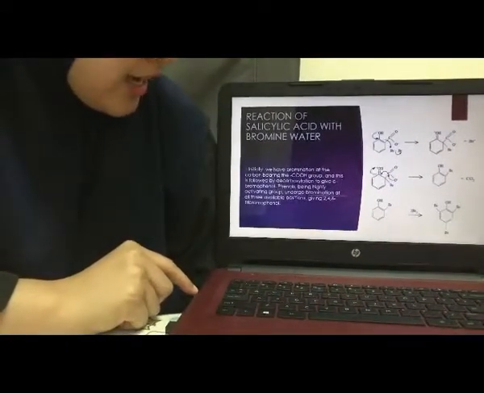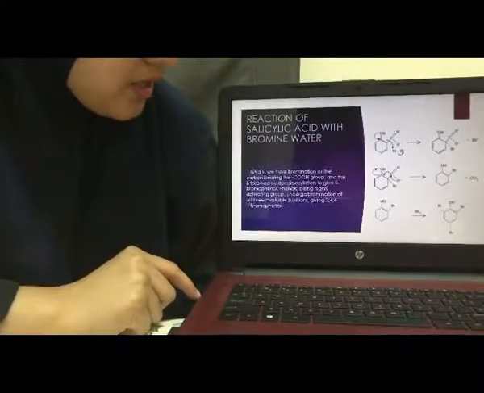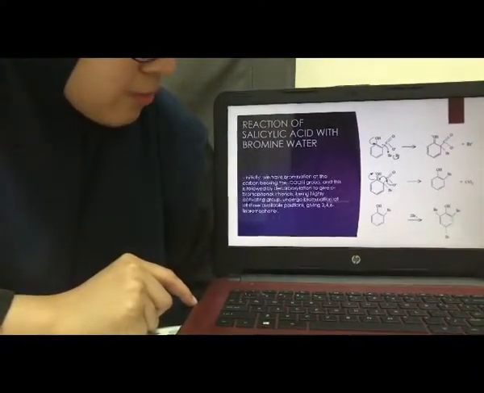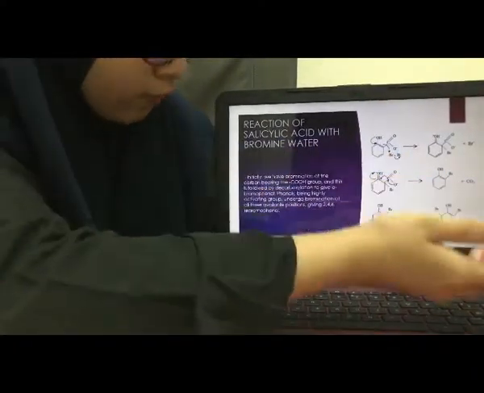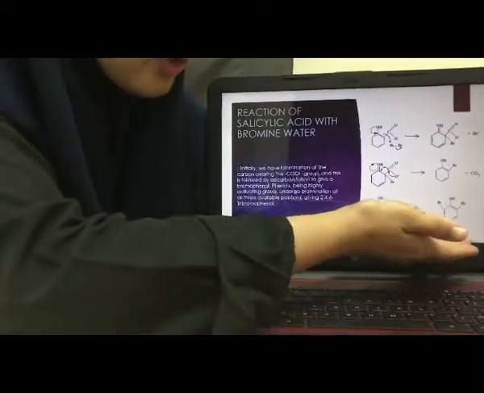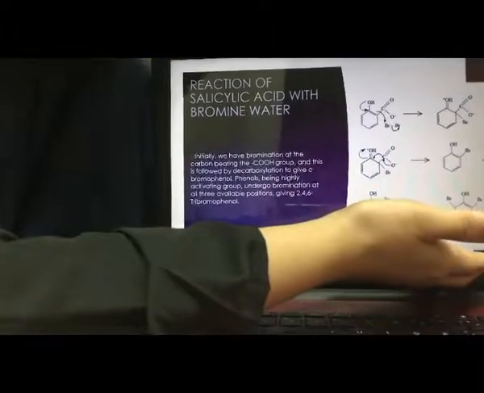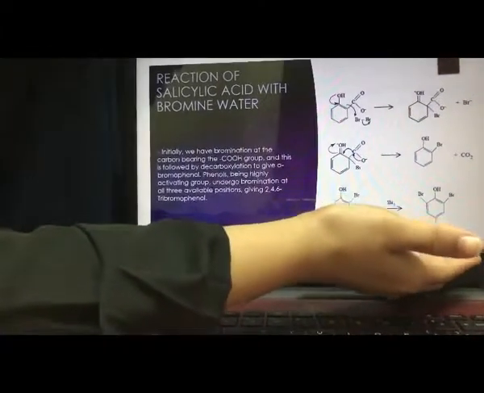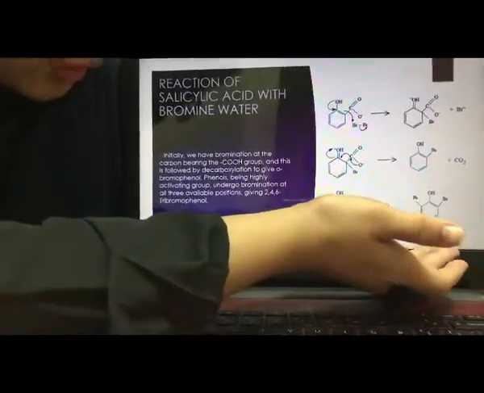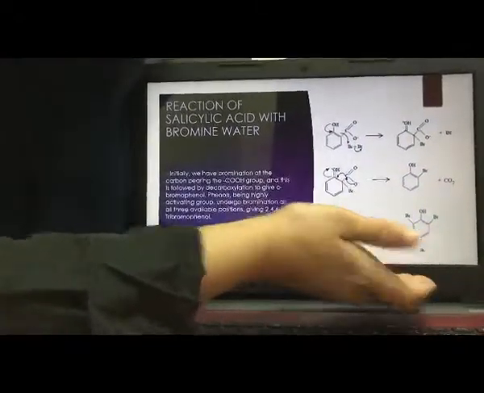Phenols, being a highly activating group, undergo bromination at all three available positions, giving 2,4,6-tribromophenol. We start from here, and then this is the final product. It will give 2,4,6-tribromophenol.